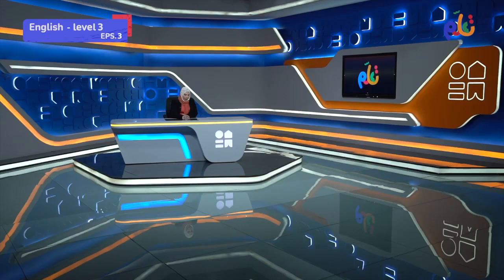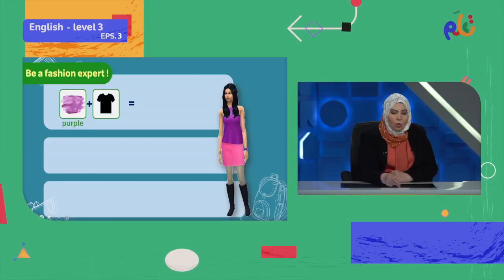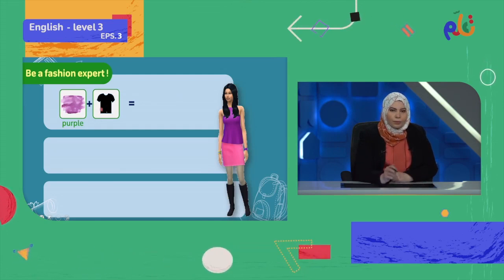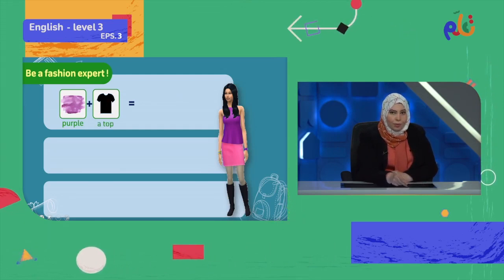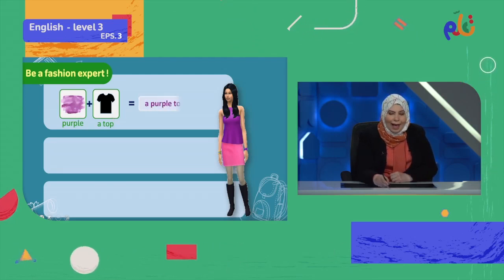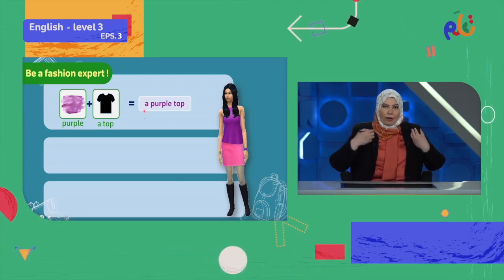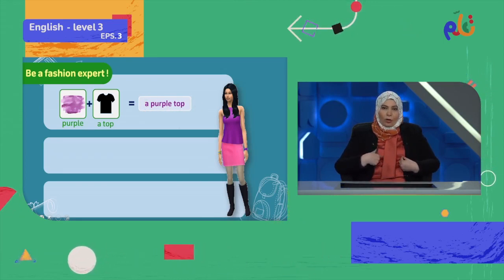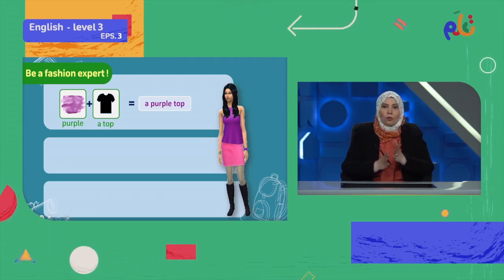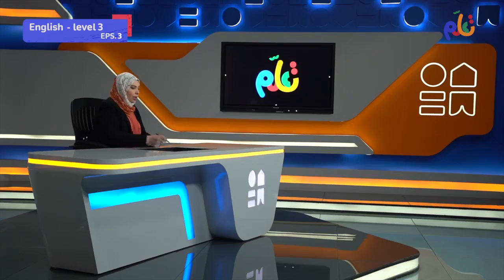خلينا نبدأ الأول لو هتكلم على الcolor والitem. So what color is this? It's purple. And what clothing is this? So this item is called top. So we have purple and top. So in this case, we can say a purple top. So if I'm talking about my clothing, or if I'm talking about my clothes, I can say I am wearing a purple top. So don't forget your article. If we're talking about singular, it's really important to add a.